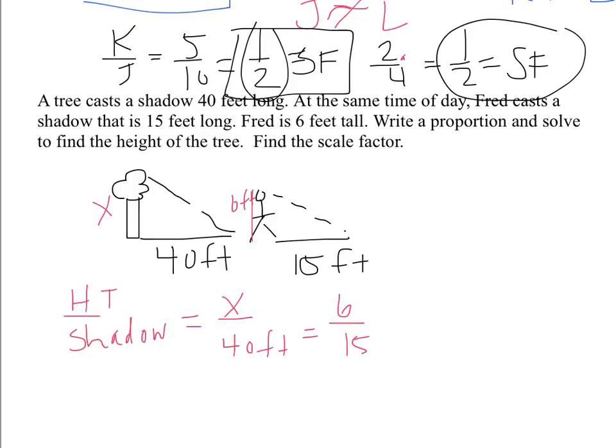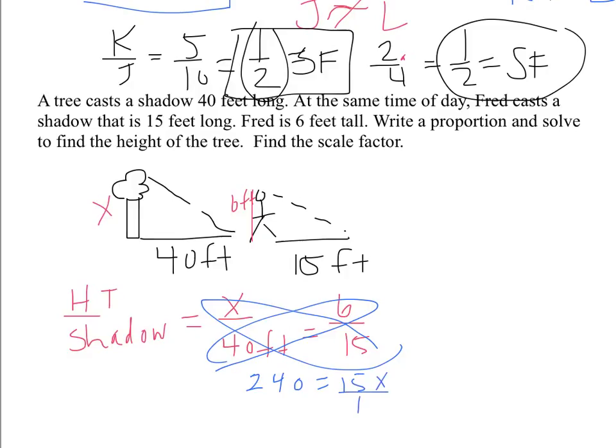So now we are going to cross multiply. So 40 times 6 is 240. Okay, so like I said, 240 equals 15 times x is 15x. Divide by 15, and you get x equals 16 feet. So that means the tree is 16 feet tall.